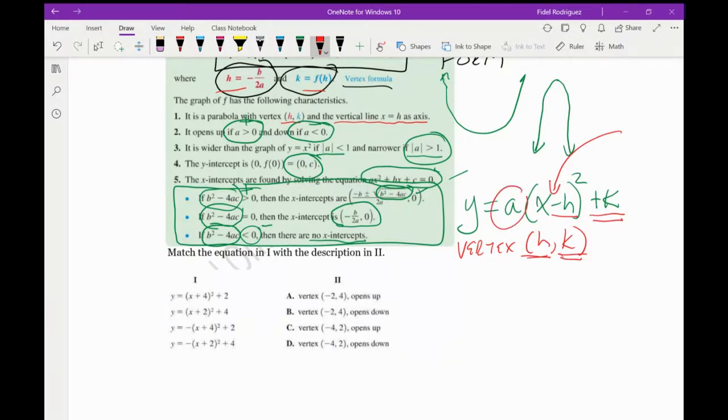And then the other thing I wanted to mention, remember, if a is a positive number, the graph opens up, and if a is a negative number, the graph opens down.